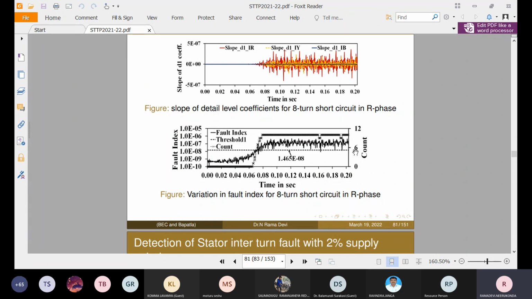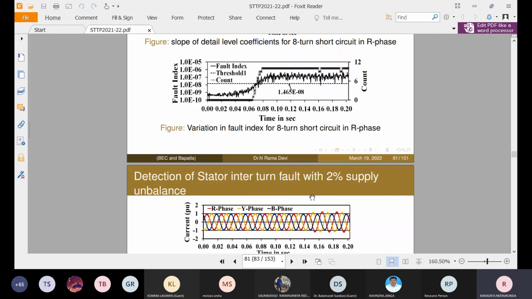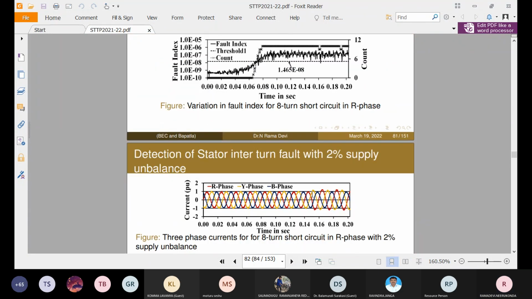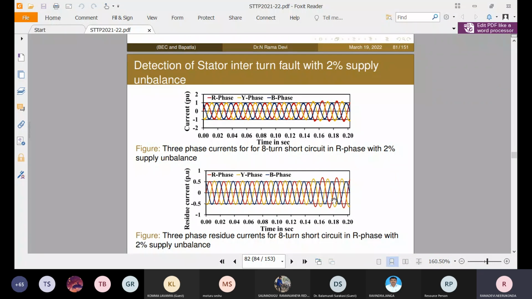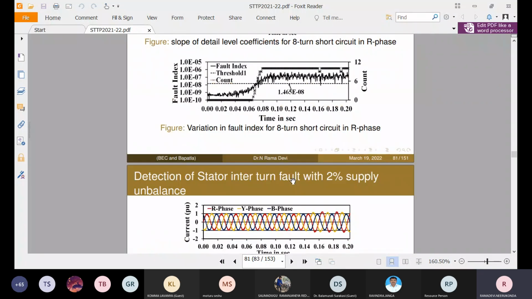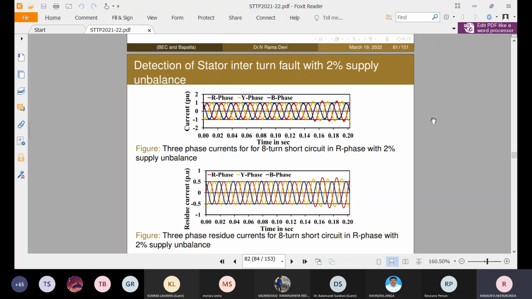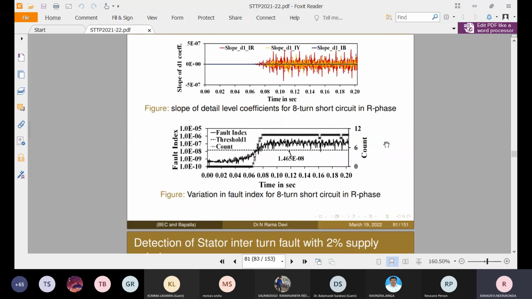When this count value is more than 6 for 3 successive samples, then the fault is identified. This is the count value of 6. So here is the instant we identify the fault. The detection of stator interturn fault with 8 turns is effectively identified with the algorithm.